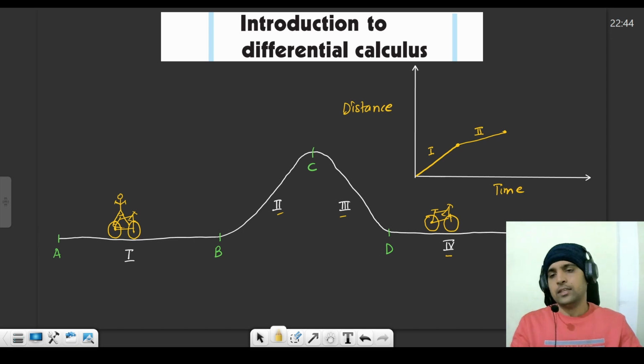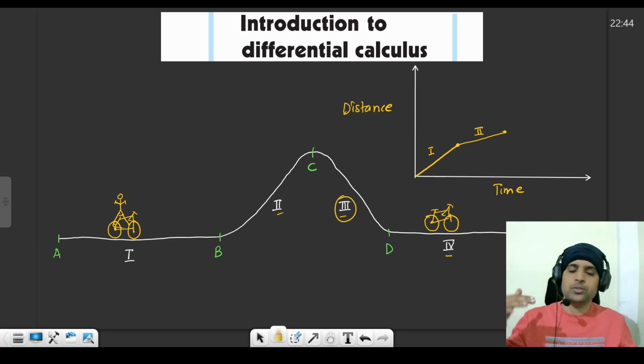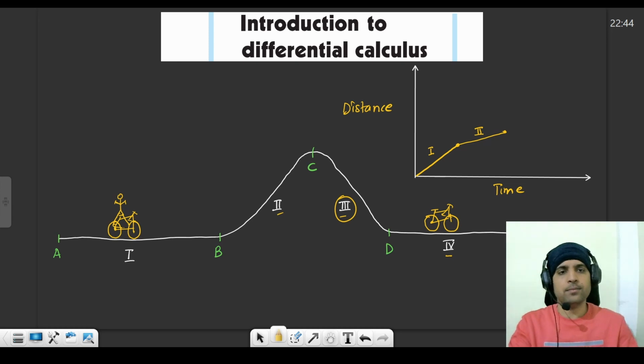Then in the third part of the journey, you will travel more distance in less time because your speed is going to increase. So it will be something like this, steeper. This is the third part of the journey. And the fourth part of the journey will be almost like the first one, like this.